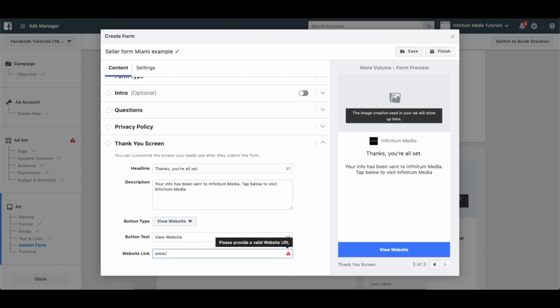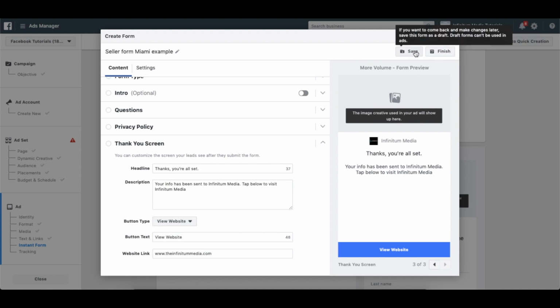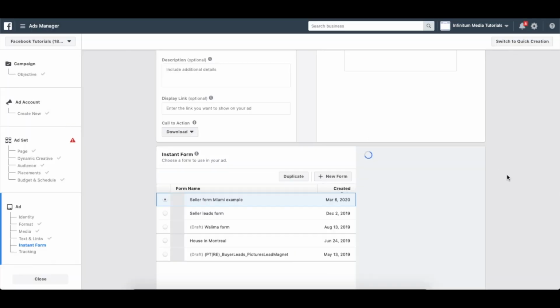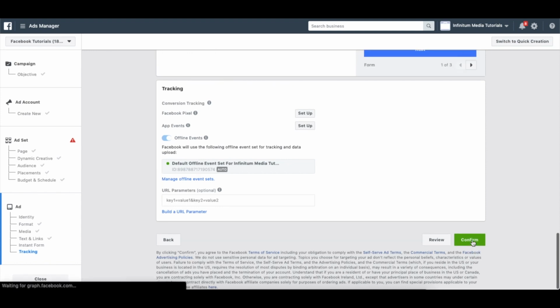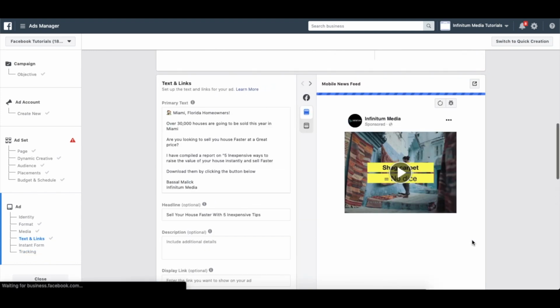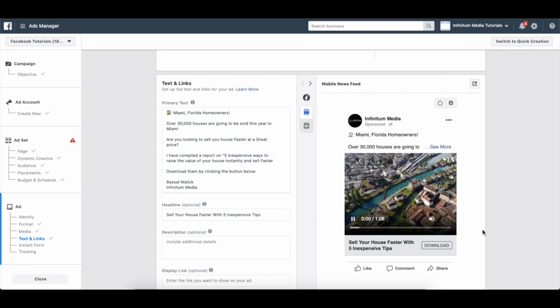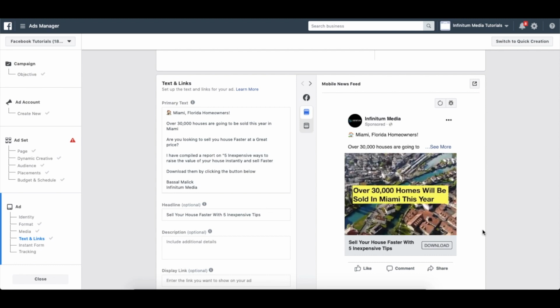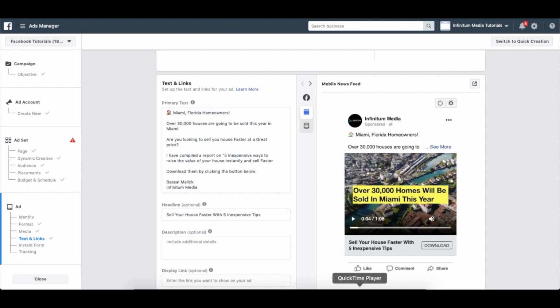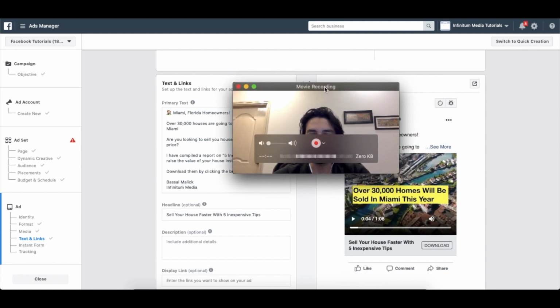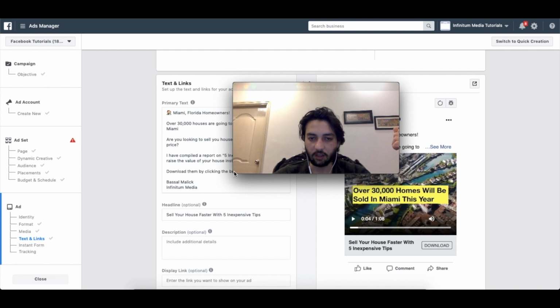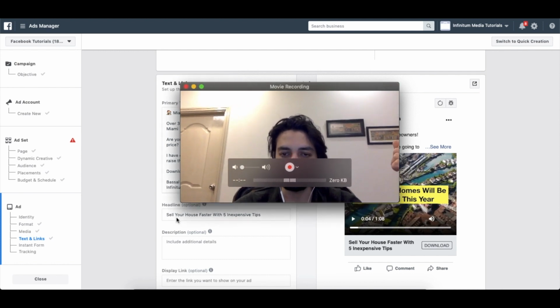And if you have a website, then you can get them to visit your website, or if you want them to call your business and all that, you can do it. Click save, click finish, and your ad is ready. All you have to do is now click confirm and your ad will start to run. And this is how your ad is going to look like. Okay, beautiful, really awesome. So that's it, guys. That's how you can basically get seller leads for your business and absolutely crush it.